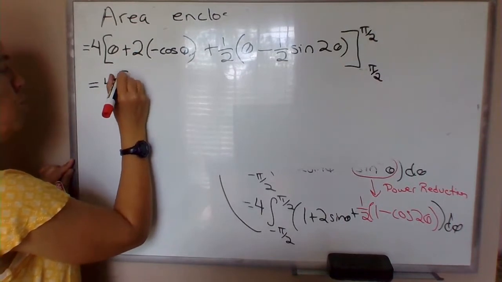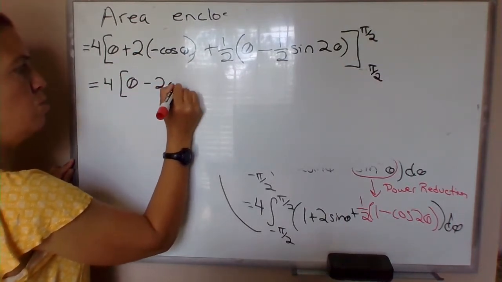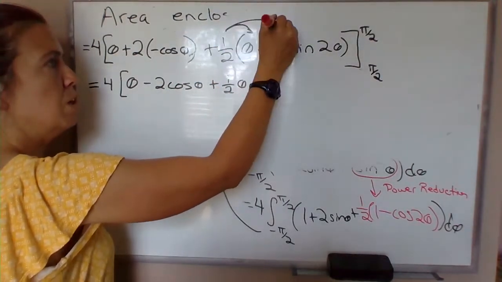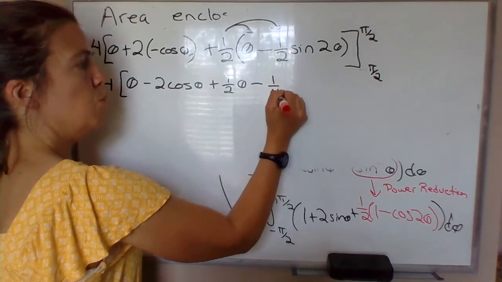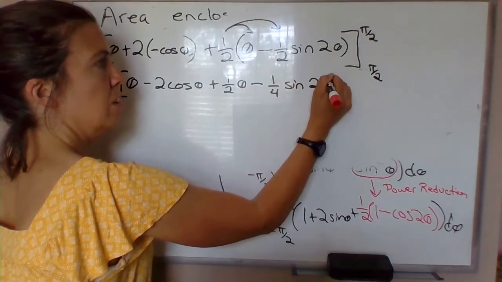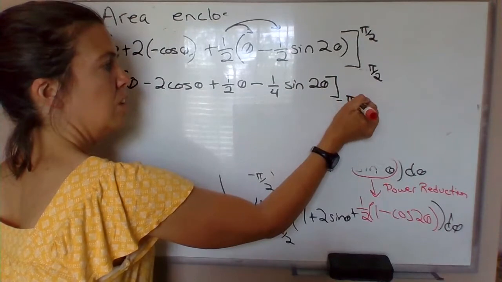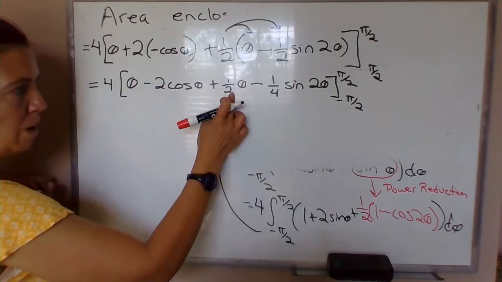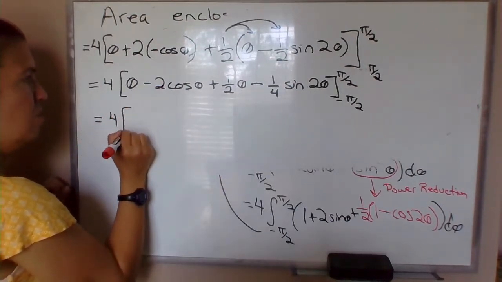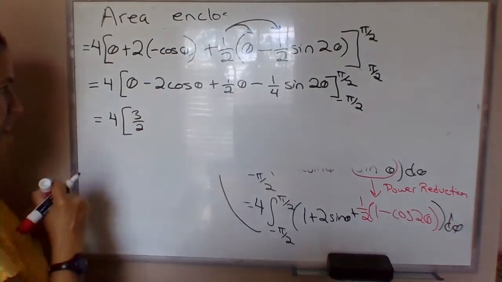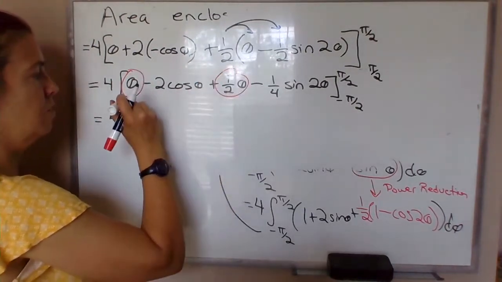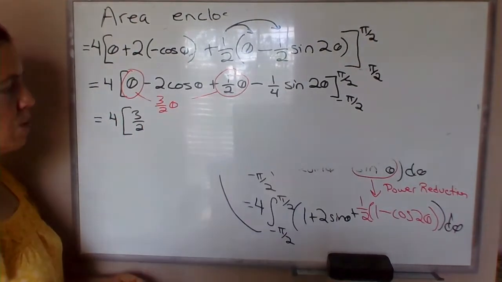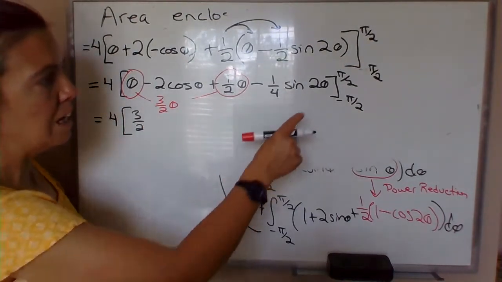So let's see, this is 4 theta minus 2 cosine theta plus 1/2 theta. I'm going to distribute the 1/2 right now. Minus 1/4 sine of 2 theta. And so we could combine the 1 whole theta and the 1/2 theta, and so that's 3/2 theta. And then rather than write this whole line again, let's just write this. So take the sum of those two, that's 3/2 theta. And then I'm going to go ahead and start plugging in limits of integration.